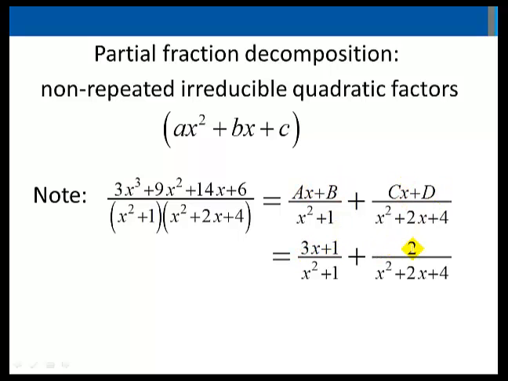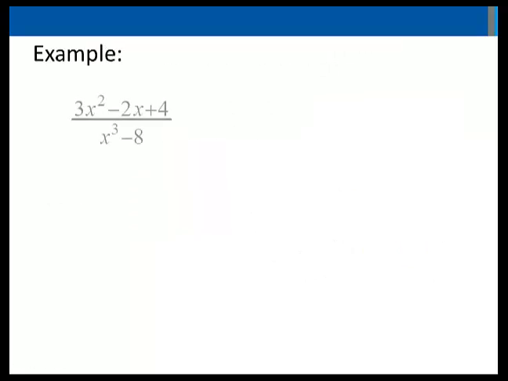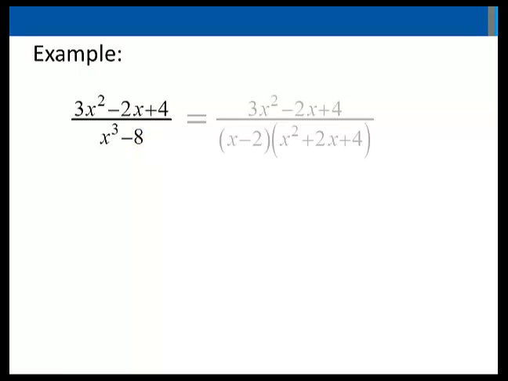The example we will work through here, 3x squared minus 2x plus 4 over x cubed minus 8, we will decompose into partial fractions, starting with factoring the denominator into x minus 2 times x squared plus 2x plus 4. So here we have the linear factor of x minus 2 and the irreducible quadratic factor of x squared plus 2x plus 4. That means we cannot factor x squared plus 2x plus 4 into linear factors.